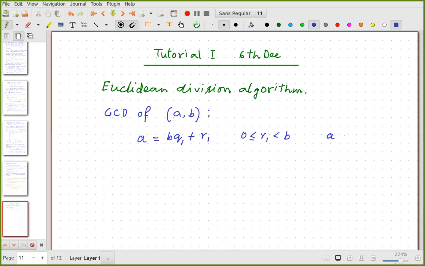That's the first step, and we should keep track of the GCD. Note that GCD of A, B is the same as GCD of B, R1. Then keep doing this. Let me write a few steps. Divide B by R1: B = R1 Q2 + R2, where R2 is between 0 and R1. The 2 signifies the second step. And to keep track of the GCD, GCD of B, R1 is equal to GCD of R1, R2.